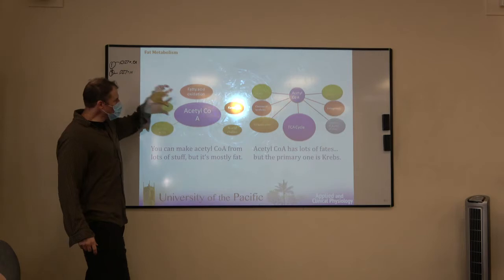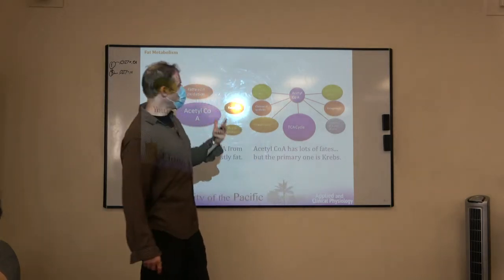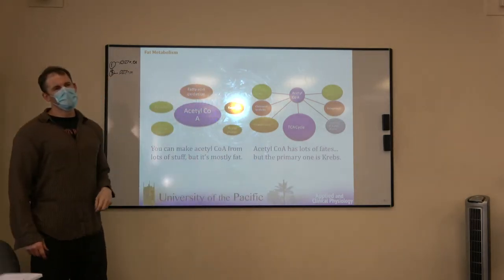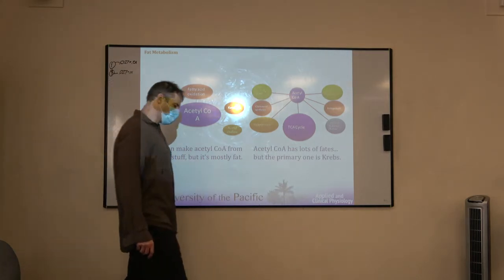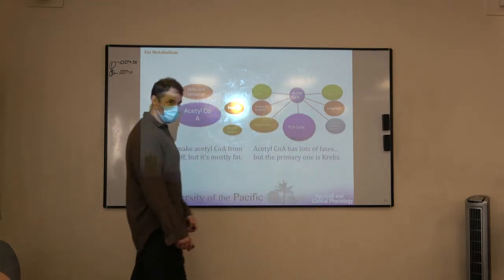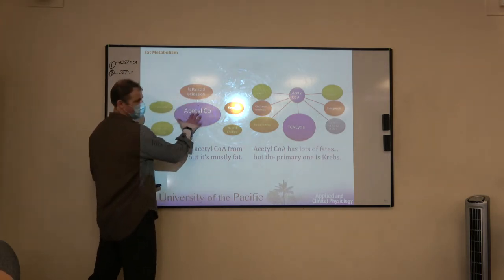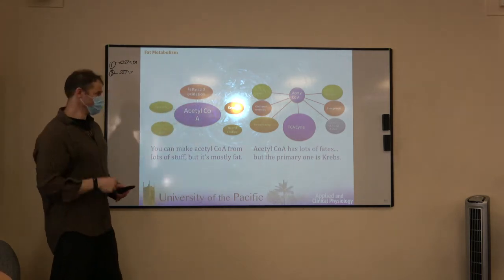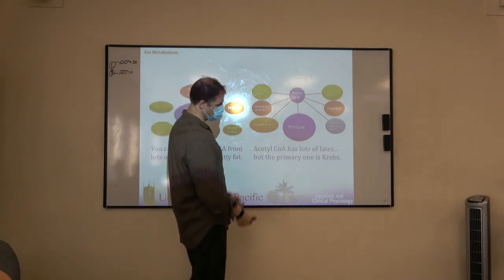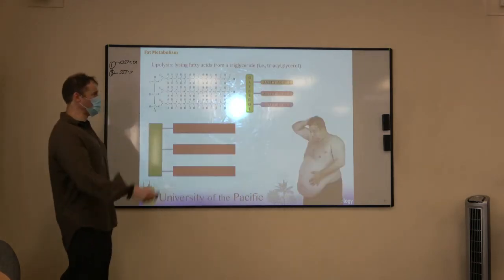Now, you can make acetyl-CoA from multiple things. Acetyl-CoA has multiple fates. You can make it out of your pyruvate at the end of glycolysis. Most of your acetyl-CoA, you're making out of fatty acids. Acetyl-CoA has a lot of fates, but most of it is the Krebs cycle. We'll focus on those most.